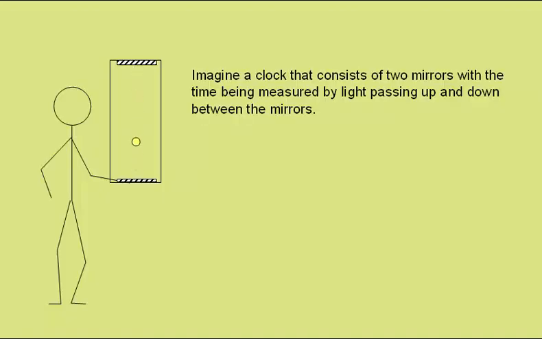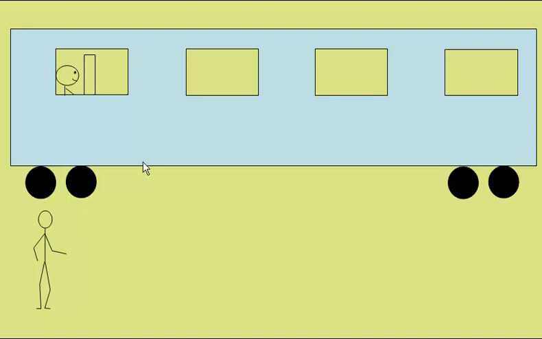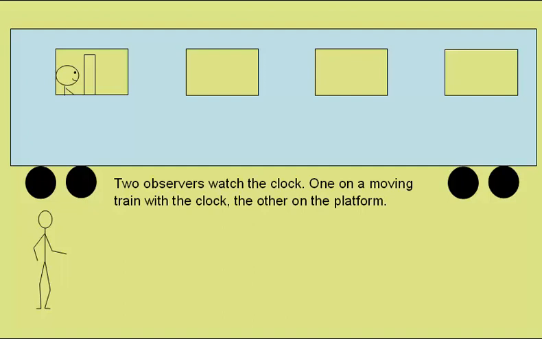This situation has some very strange consequences, as I'm about to show you. Imagine we have a clock that consists of two mirrors, with the time being measured by light passing up and down between the mirrors. This is represented by the yellow ball going up and down in the diagram. Here we have one of these clocks on a train. Two observers watch the clock. One is on the moving train with the clock, the other is on the platform.